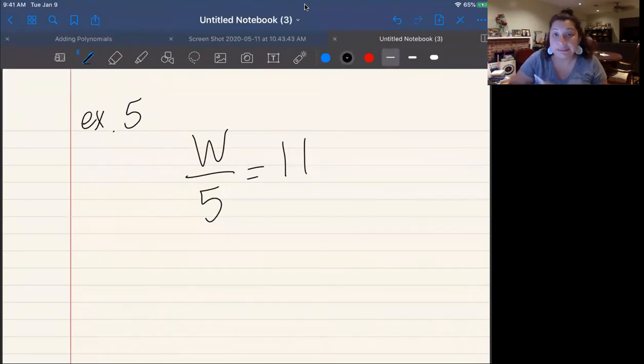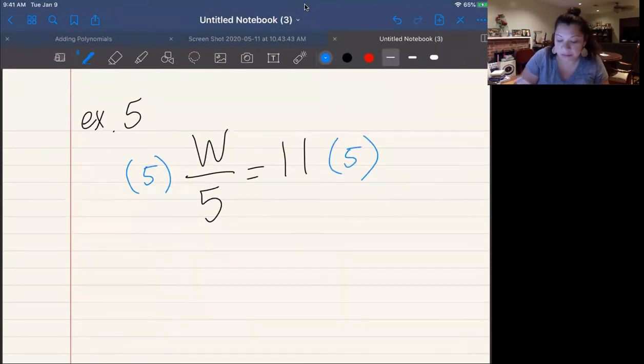Okay? I need the W by itself, right? And right now we are dividing, right? So the opposite of it is that we're going to multiply each side by 5 in order to get the W by itself. So we'll multiply this side by 5, and we multiply the other side by 5. These 5s are going to cancel out. I'm left with W, and 11 times 5 is 55.